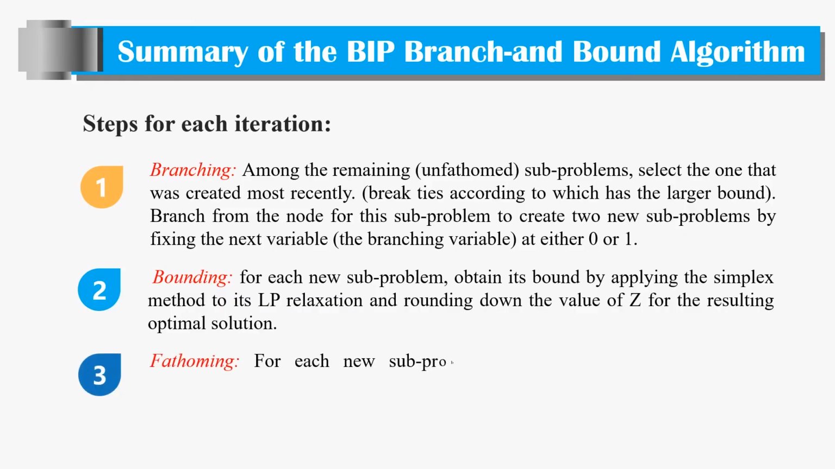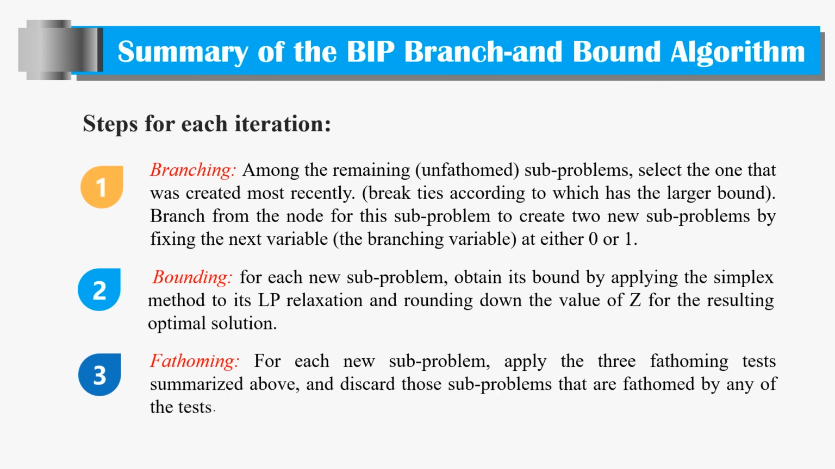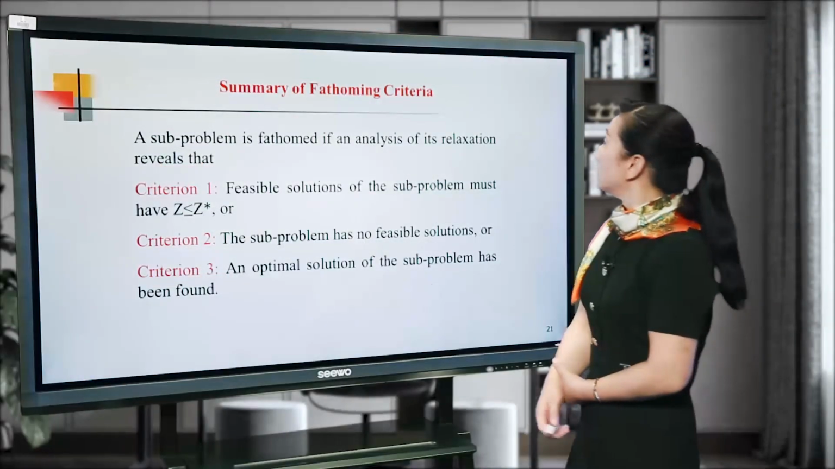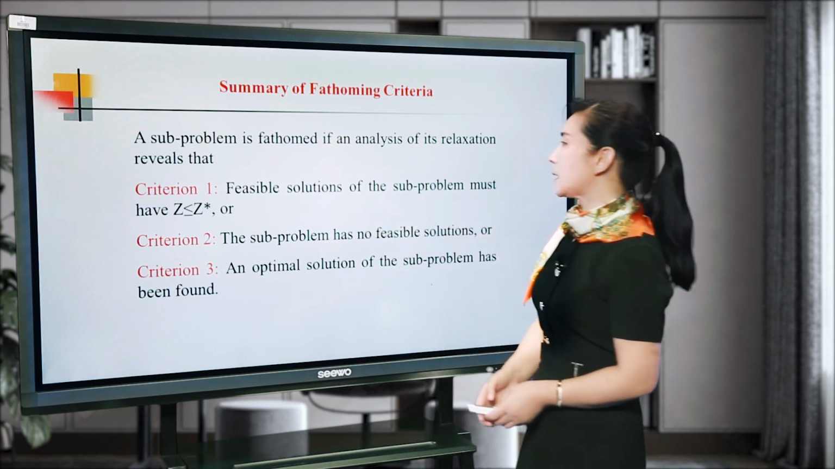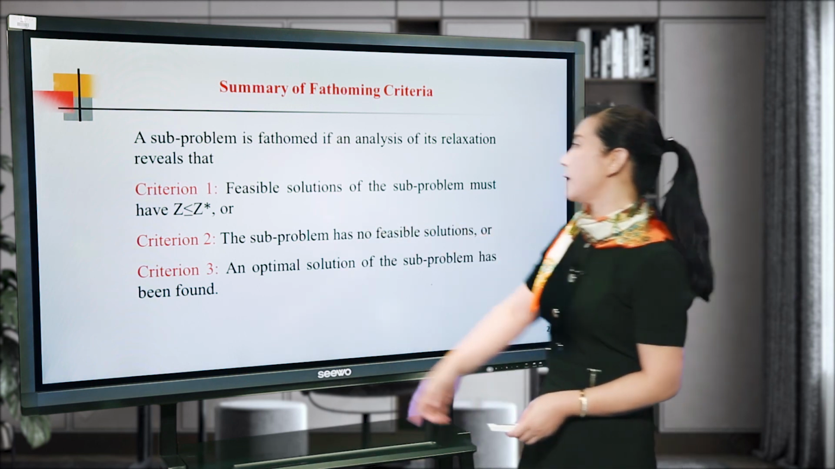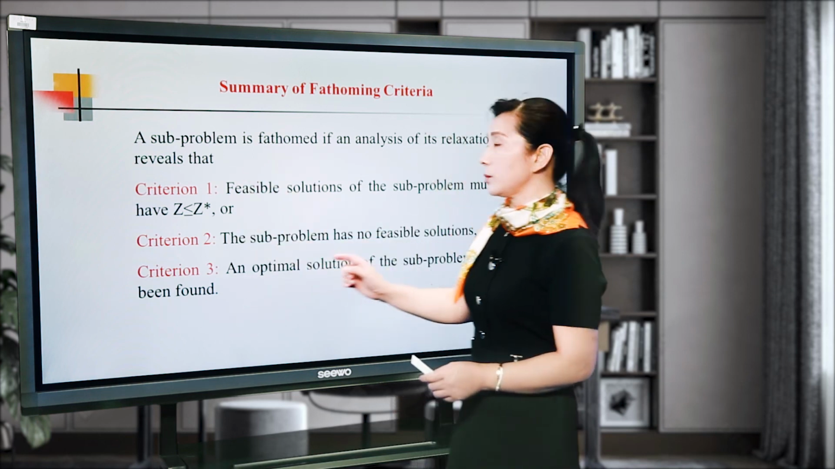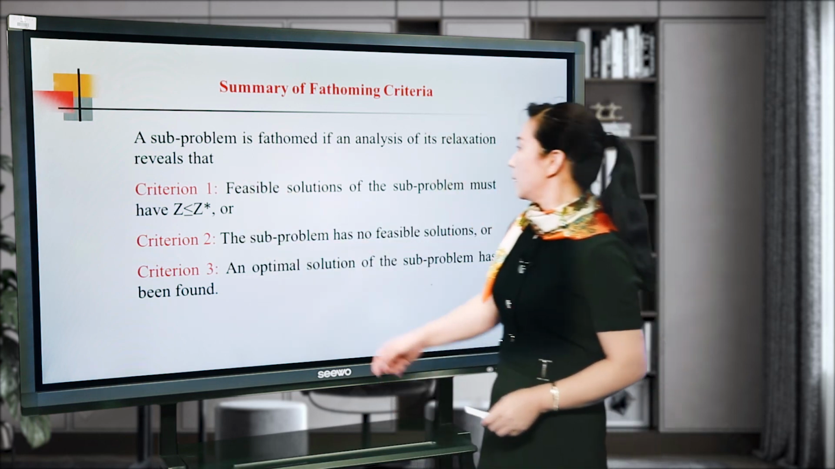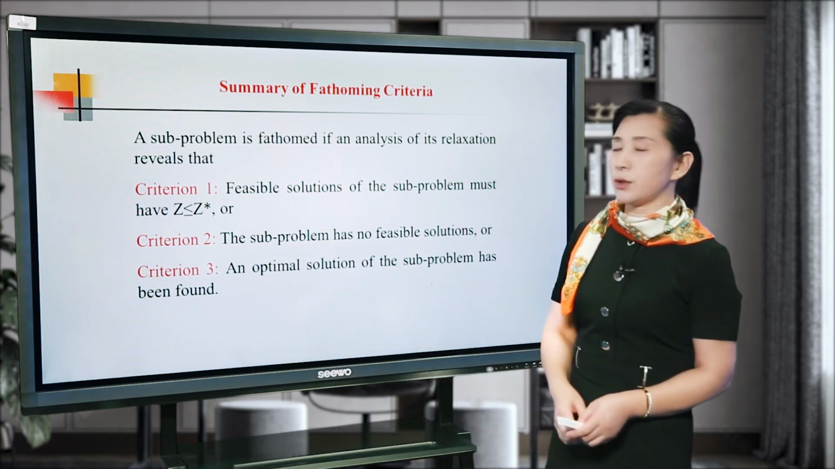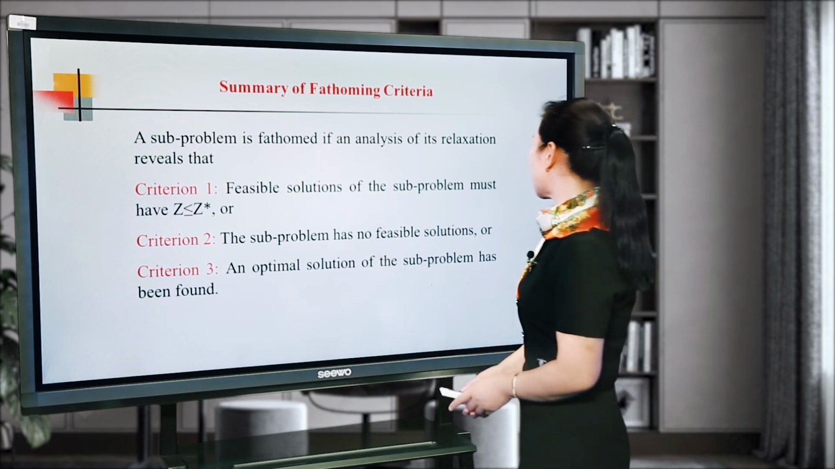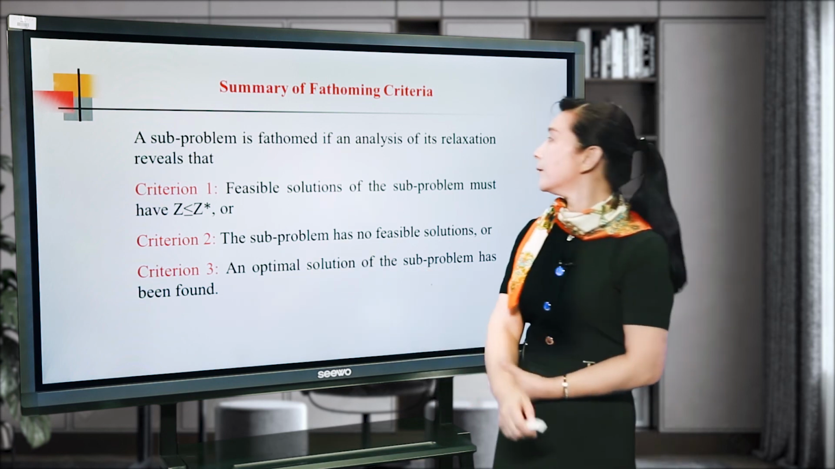Step 3. Fathoming. For each new subproblem, apply the three fathoming tests summarized above and discard those subproblems that are fathomed by any of the tests. The fathoming criteria are: Case 1. The feasible solution of the subproblem must have Z less than or equal to Zc, where Zc is the current objective function value. Criteria 2. The subproblem has no feasible solution. Or criteria 3. An optimal solution of the subproblem has been found.